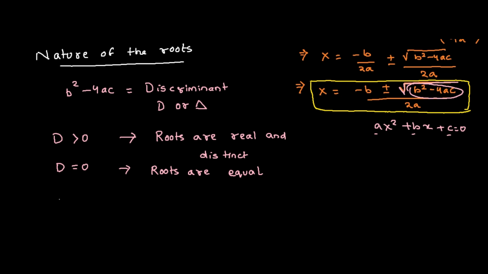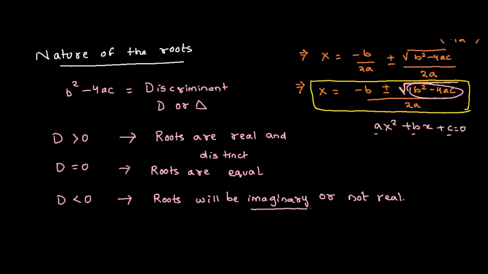Now the third case comes, that is D is less than 0. You say roots will be imaginary or not real. So square root of a negative number is not considered to be real, so you say it's imaginary. So the significance of b square minus 4ac helps in finding the nature of the roots.